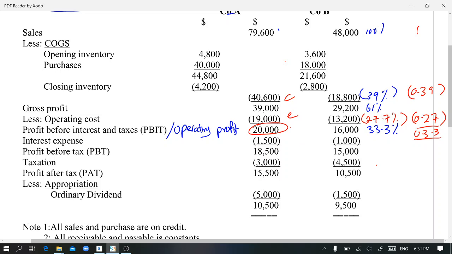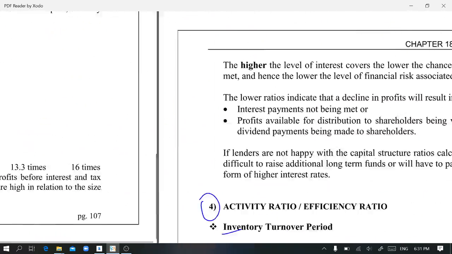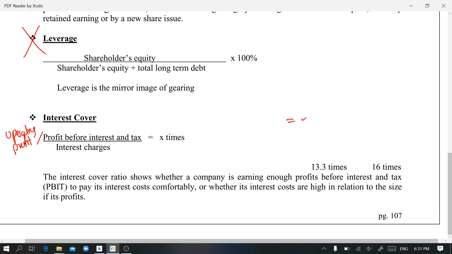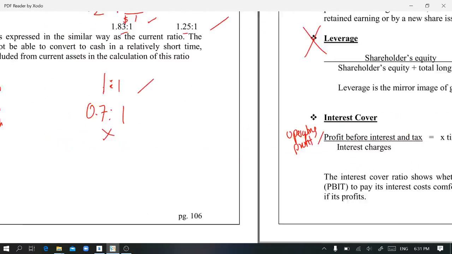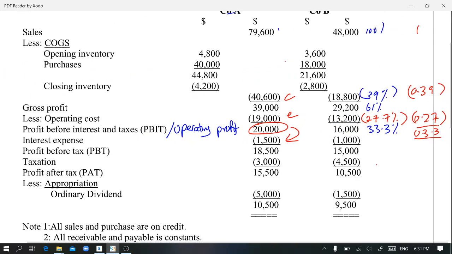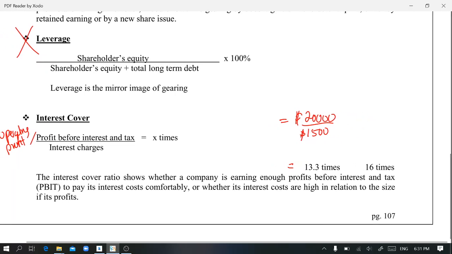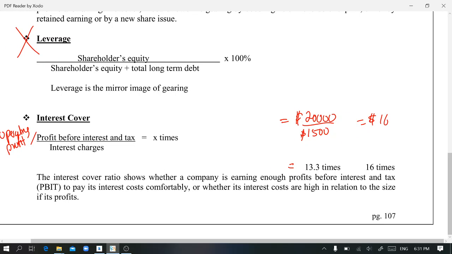So you take PBIT divided by interest. 20,000, have to pay interest. So how many times can my profit cover my interest? 13.3 times. You look at the second one. My profit is 16,000. I have to pay interest 1,000. So my profit can cover my interest 16 times.